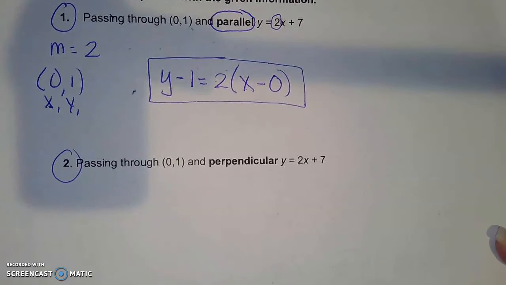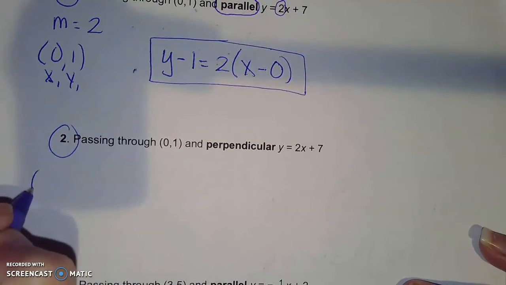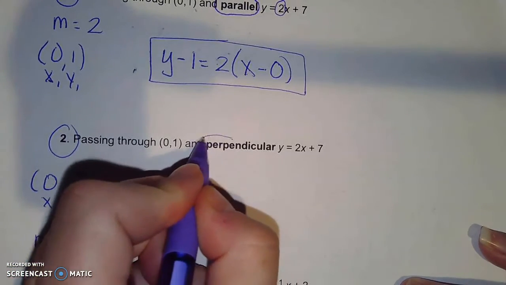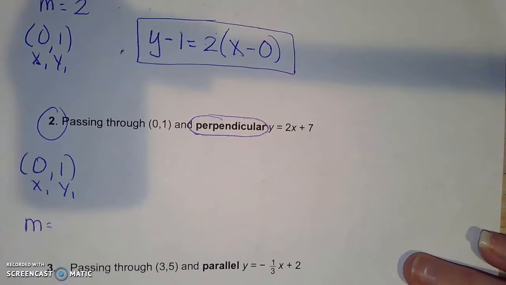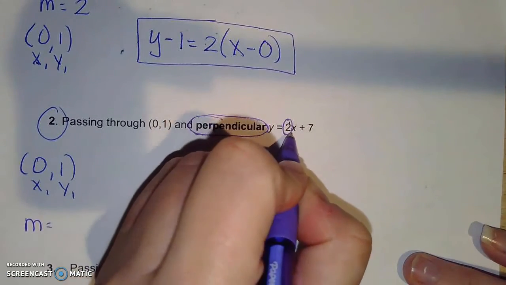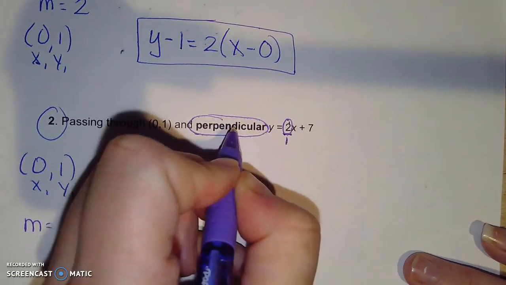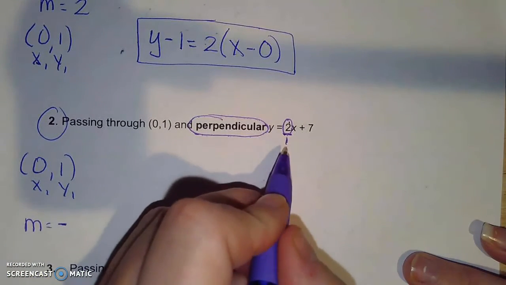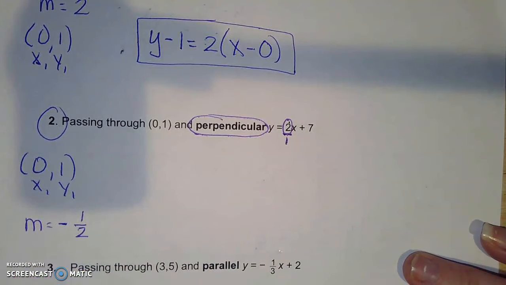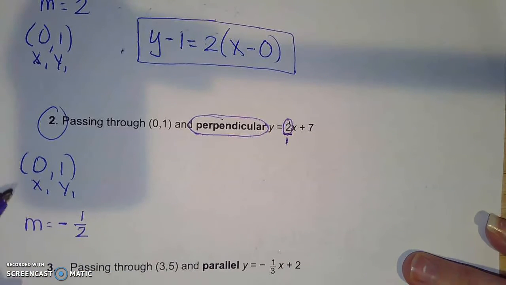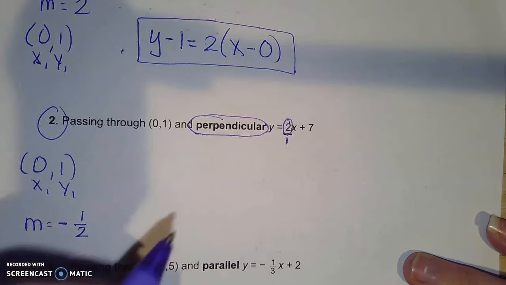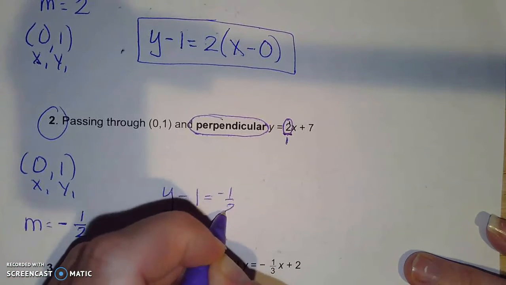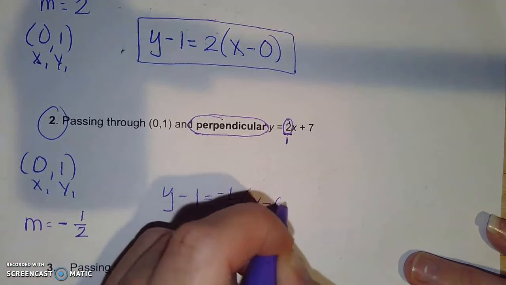Number 2 looks like the same exact problem, so we're going to use the same point as our x1, y1. The only difference is we're going to have a different slope because now we're talking about a line that's perpendicular. This line has a slope of 2, which is the same thing as 2 over 1. A perpendicular slope would be the opposite sign, so negative, and then you flip the fraction and it ends up being -1/2. So now you use this point and this slope to write your equation: y minus y1 equals m, parentheses, x minus x1.